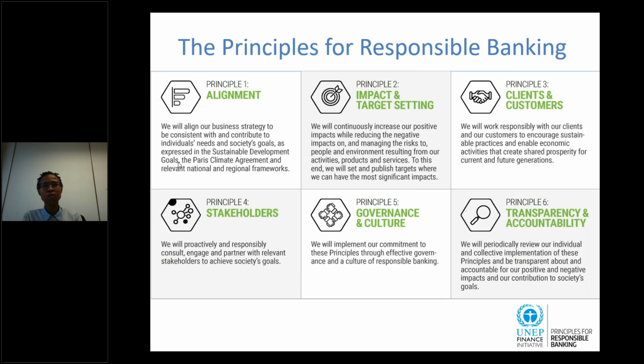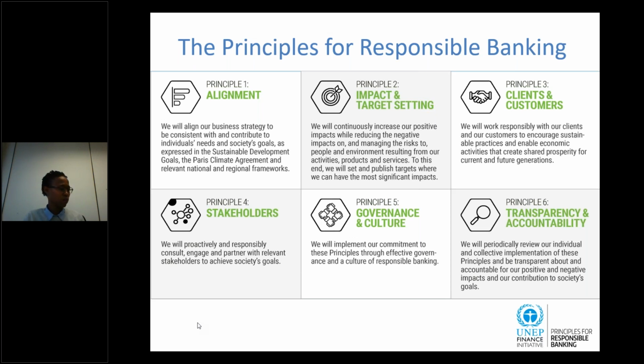This implies that the whole bank needs to be trained, needs to be consulted, and needs to be involved in this strategy, and everybody needs to work around this governance structure that is to be set for the implementation of the principles. That is the only way that leadership throughout the organization can be permeated so we can implement the principles. And the last principle is the principle of transparency and accountability.